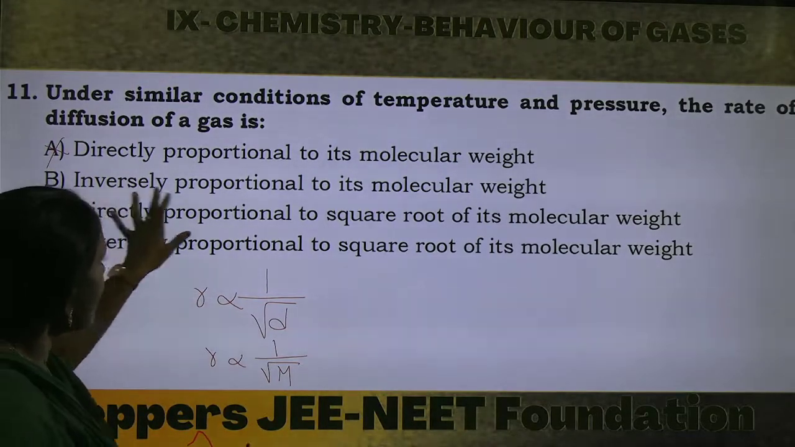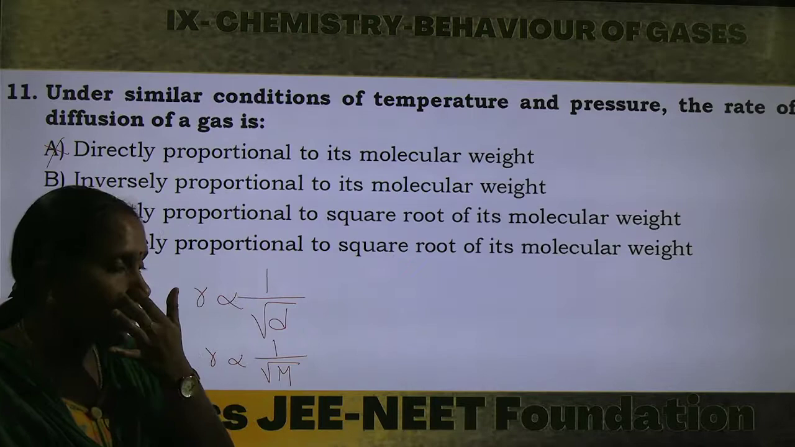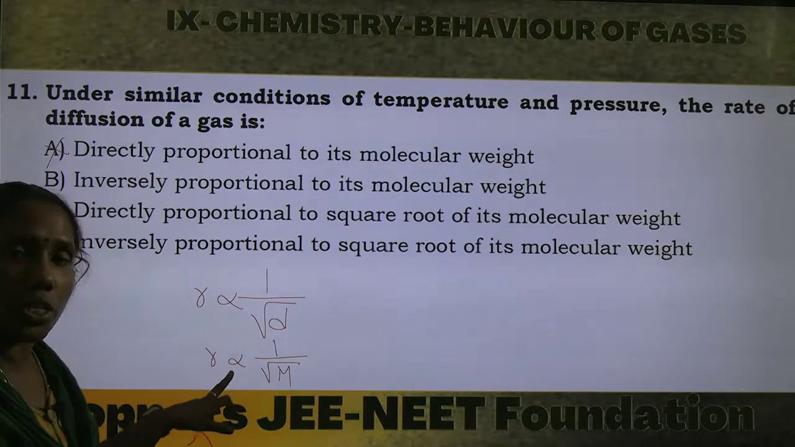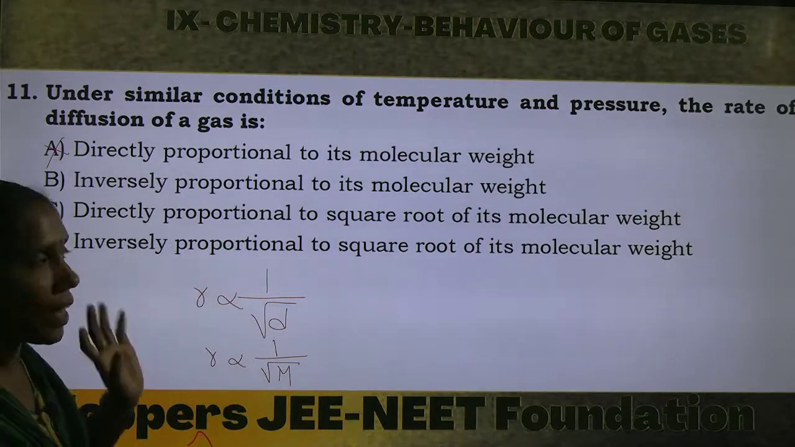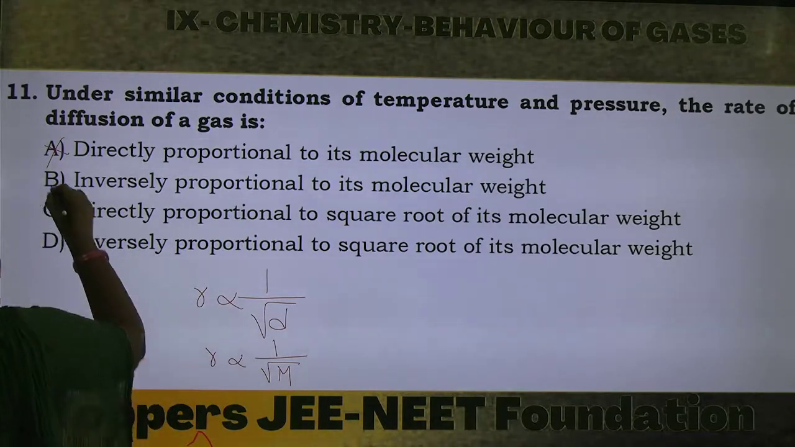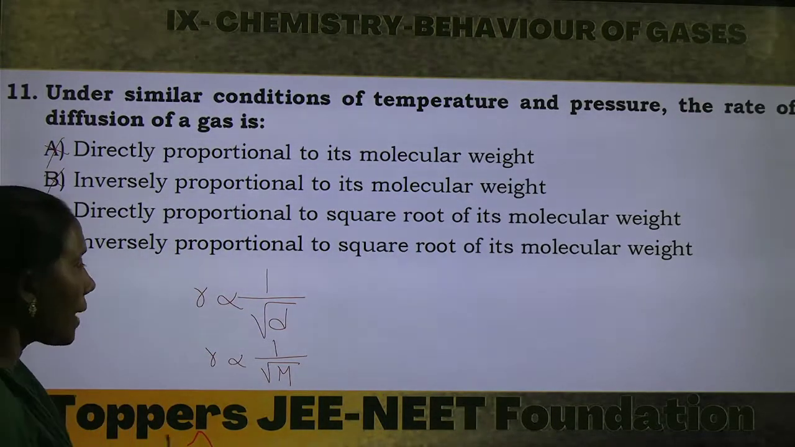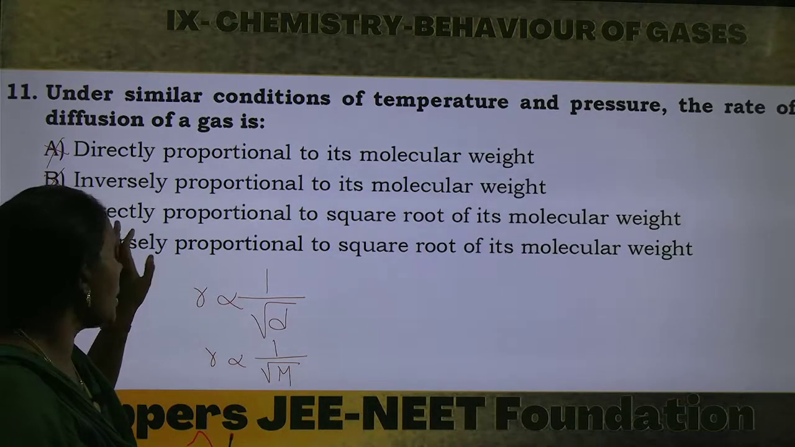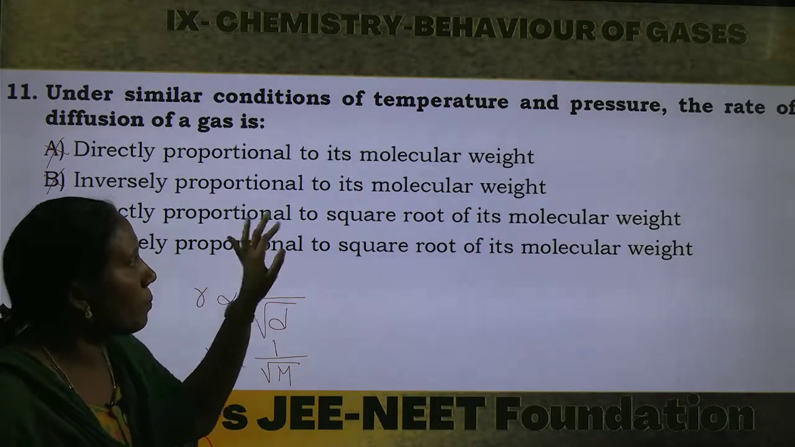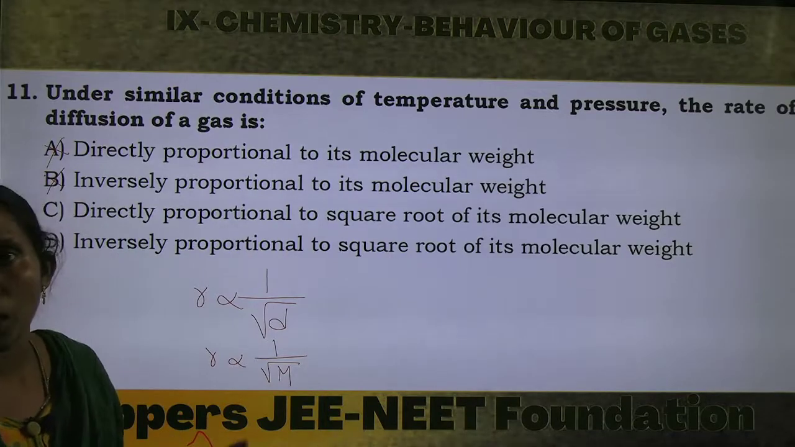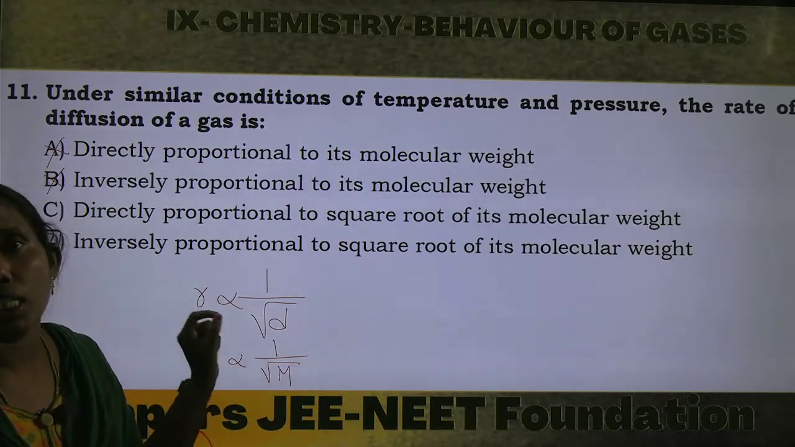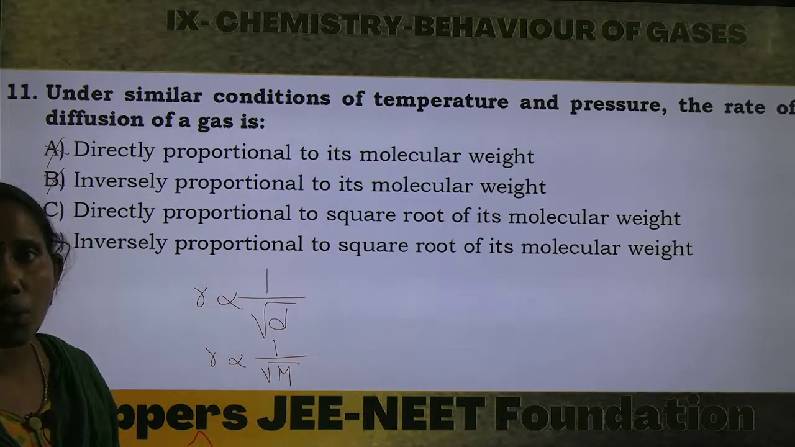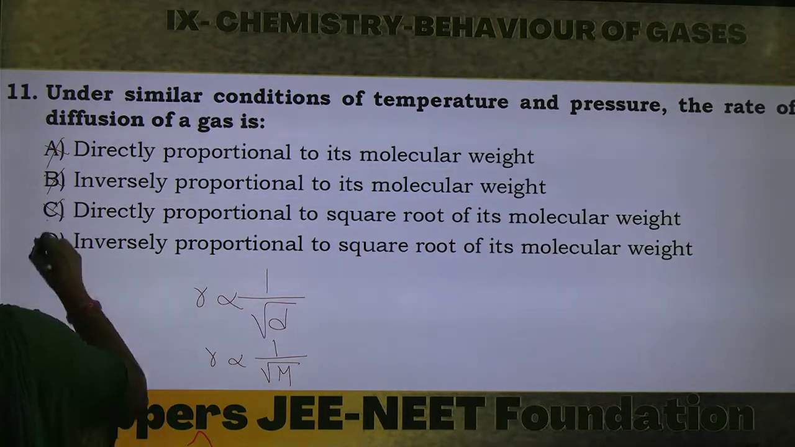Next, inversely proportional to its molecular weight, but it should be inversely proportional to the square root of its molecular weight. Here they have given direct molecular weight, so the second option is also wrong. Coming to the third one, again the statement is directly proportional to the square root of its molecular weight. That is not directly proportional, that is inversely proportional to the square root of its molecular weight. So the third option is also wrong.